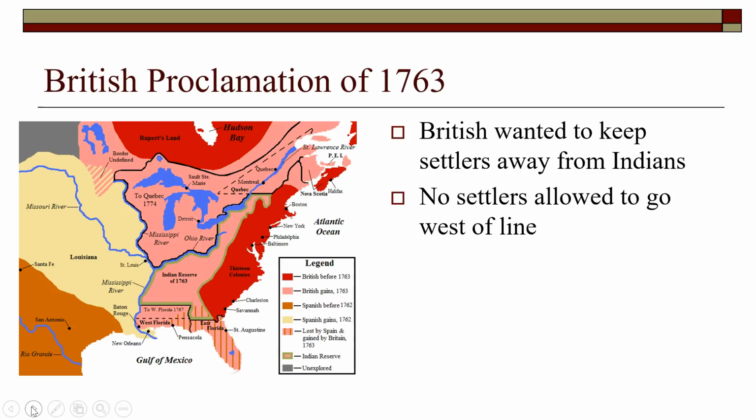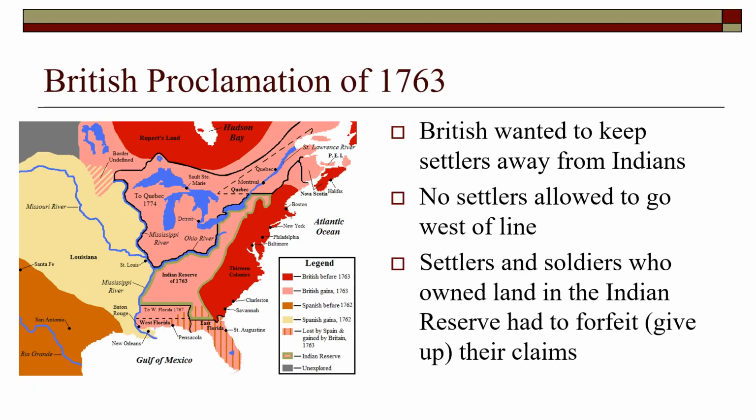A proclamation is an official statement of policy, kind of like an executive order issued by our president today. It stated that no American settlers could move past the line of the Appalachian Mountains, this line right along here, and move west into this area. Any settlers or soldiers that already owned land in this Indian reserve had to give up their claims.